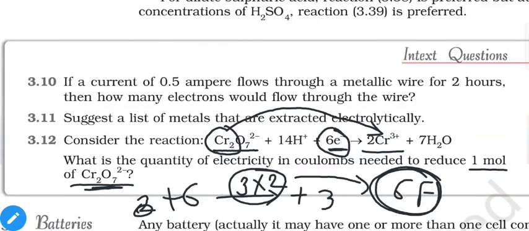And now you have to convert the 6 Faradays into coulombs. 1 Faraday is equal to 96,487 coulombs, then 6 Faradays is equal to how many? Okay, you can now find your answer.